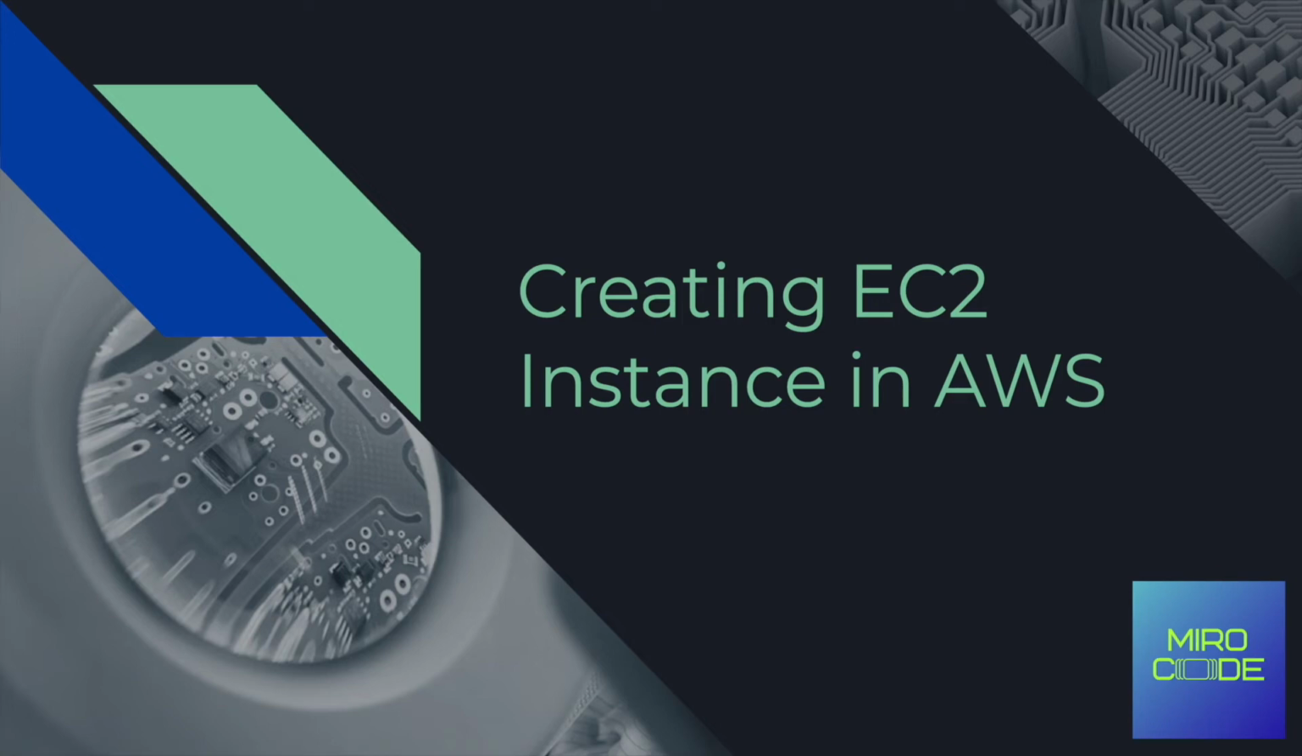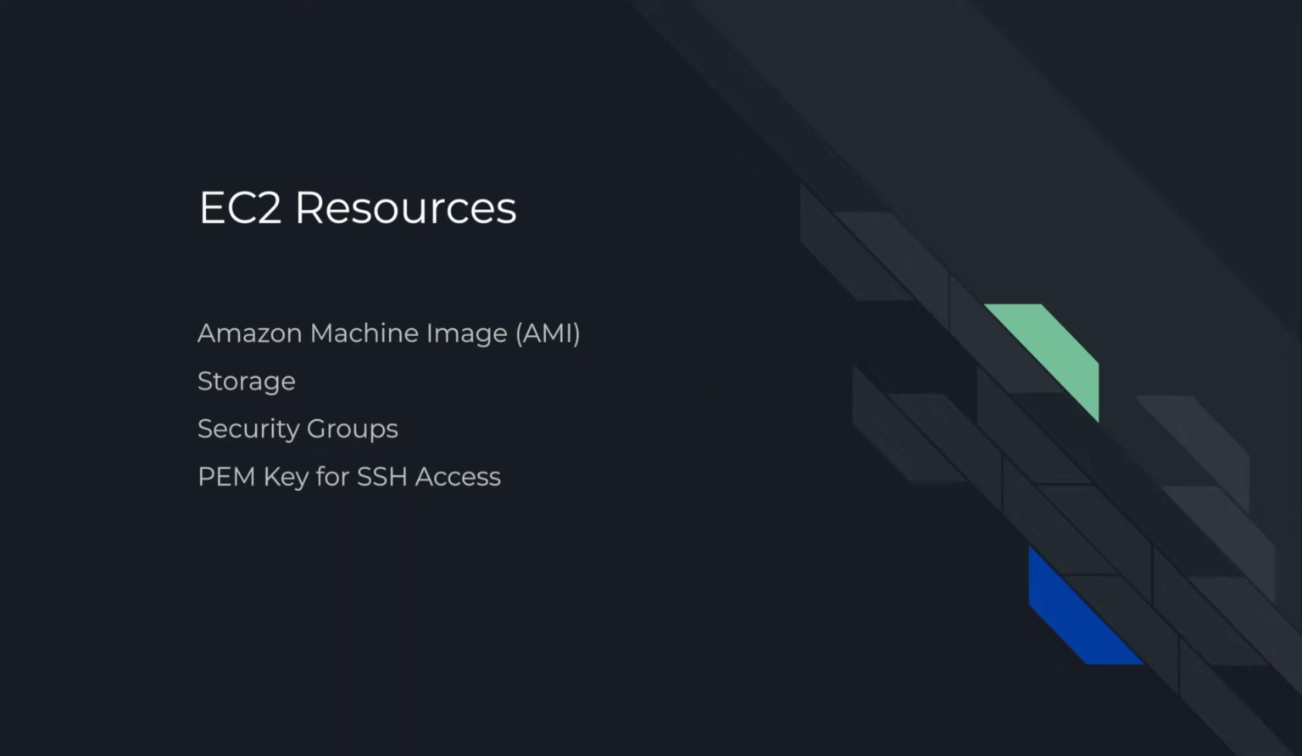In this video, you will learn how to create and set up an EC2 instance on AWS with Ubuntu OS. I will show you how to set up EC2 resources by choosing Amazon Machine Image, add storage, configure security groups, and create PEM key to access your instance using SSH. The only prerequisite of creating an EC2 instance is to have an active AWS account.